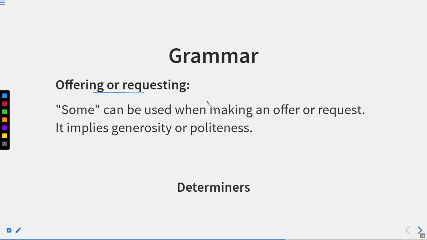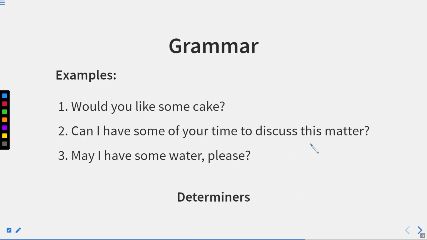Offering or requesting. We can also use some if we are offering something or requesting something. Some can be used when making an offer or request. It implies generosity or politeness. How? Let us have some examples.